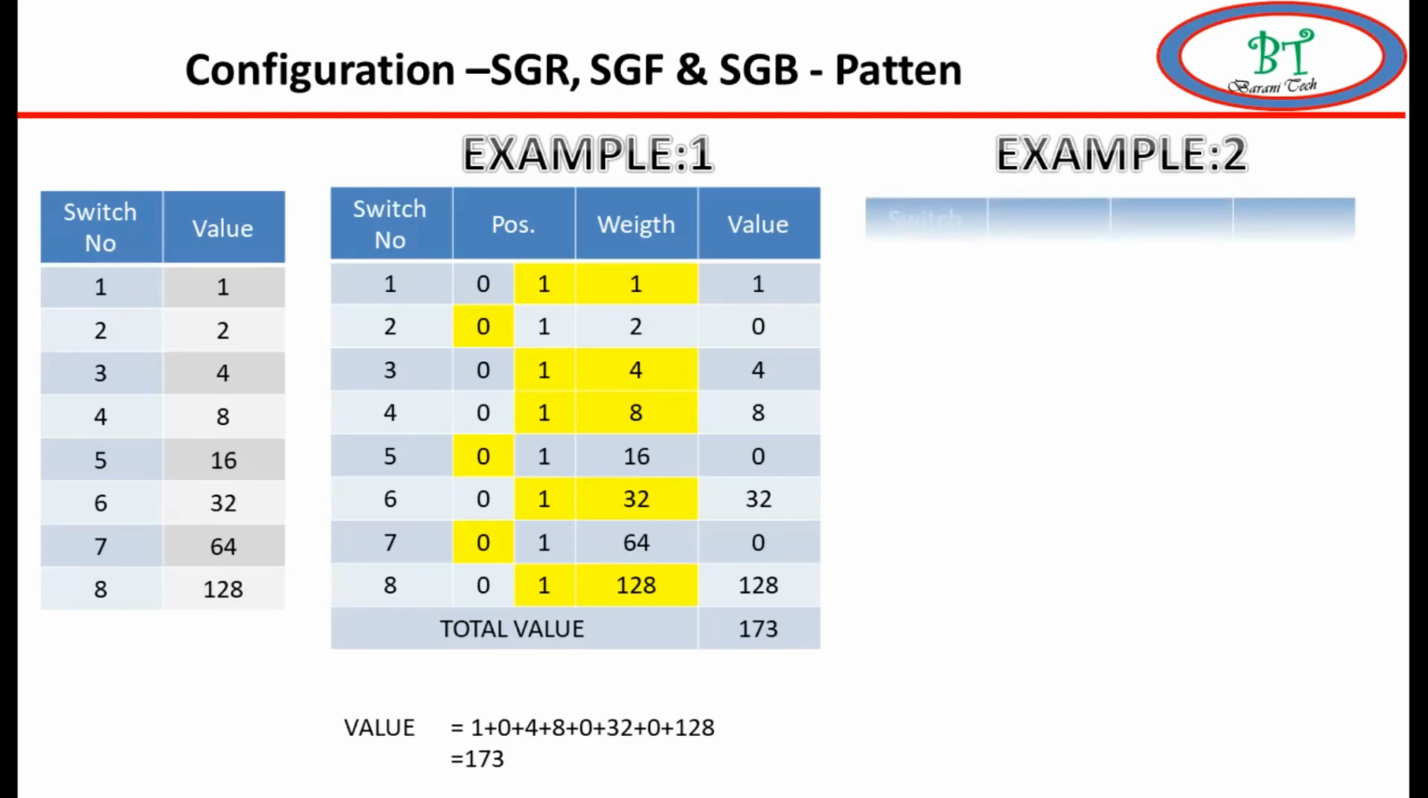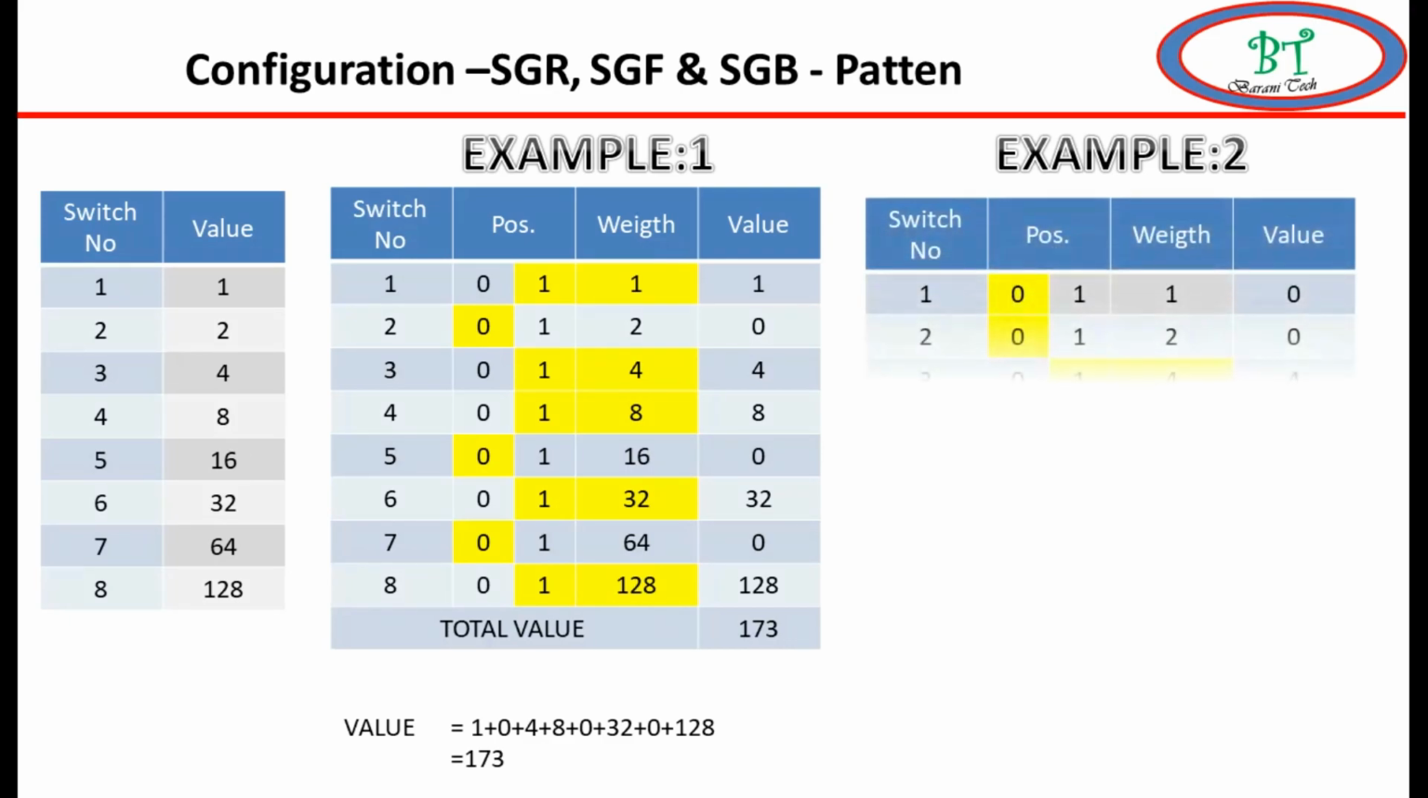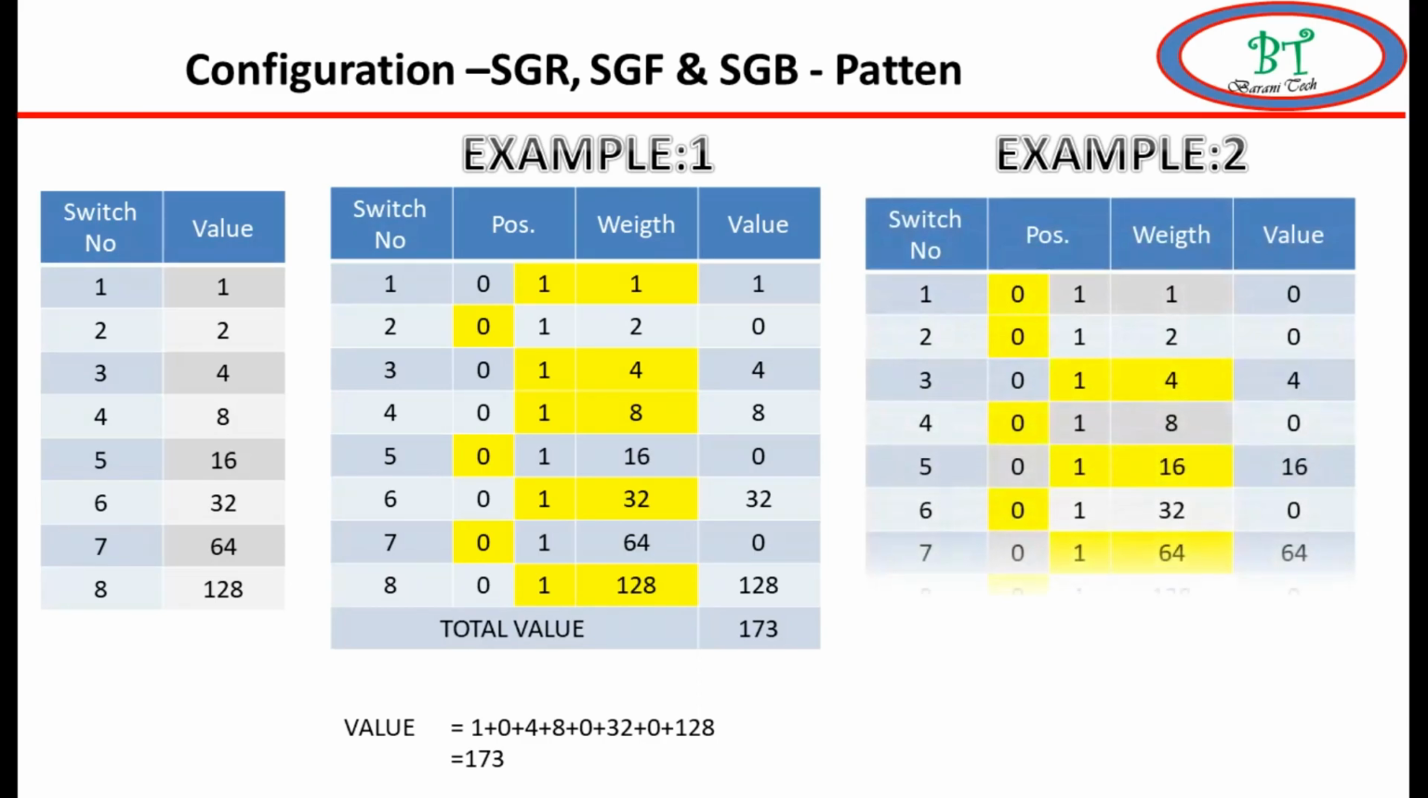We can see another example. Switch 1 is not activated, so the value is 0. Switch 2 is not activated, so the value is 0. Switch 3 is activated, the value is 4. Switch 4 is not activated, the value is 0. Switch 5 is activated, the value is 16.